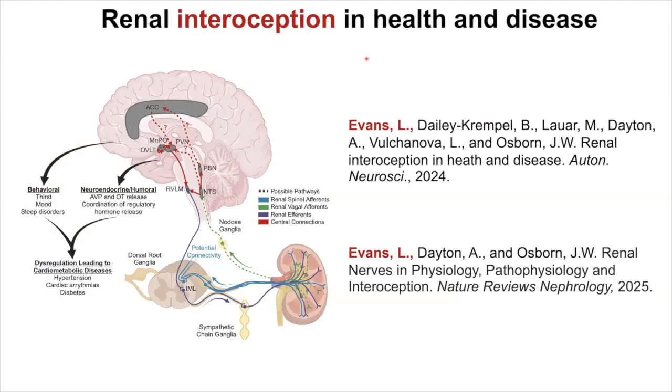So we've become very interested in this. These are two review articles led by Louise Evans. This one in Autonomic Neuroscience, which you just heard about. We're glad to publish in that journal. And then more recently in Nature Reviews Nephrology. And so you can go there for more details for sensory input from the kidney up to the brain, not only autonomic areas, but some of these interoceptive circuits as well. So there'll be more detail there for that.